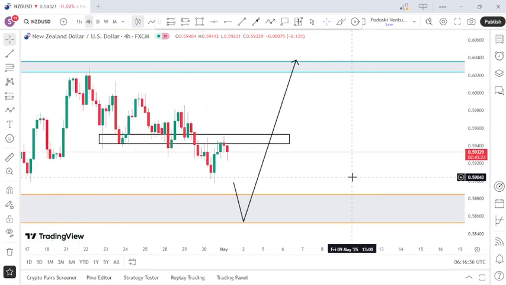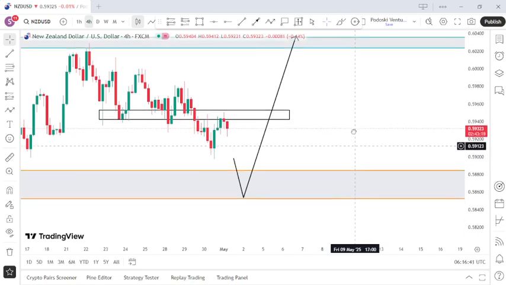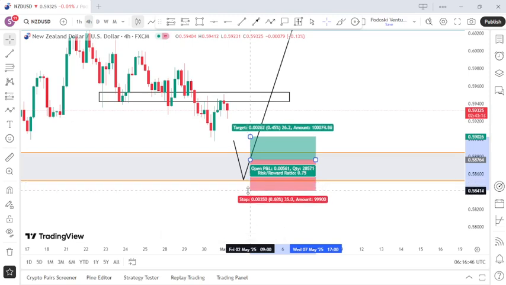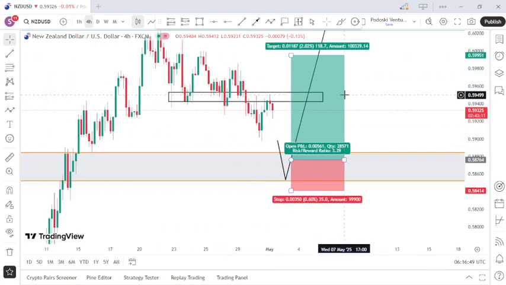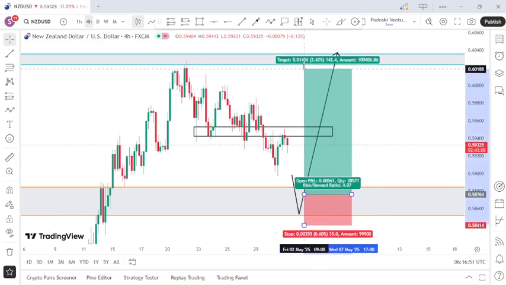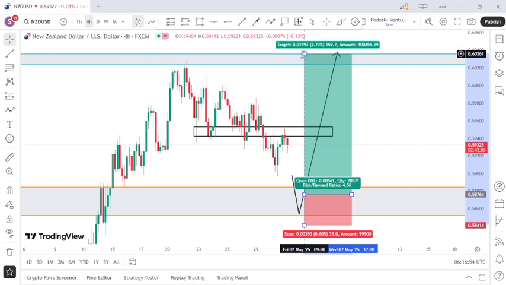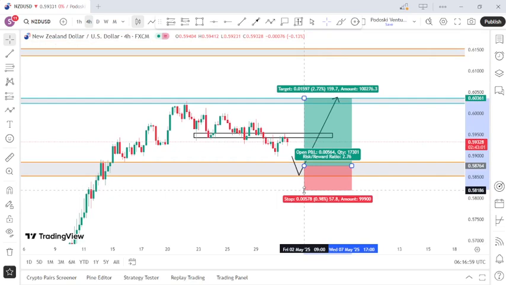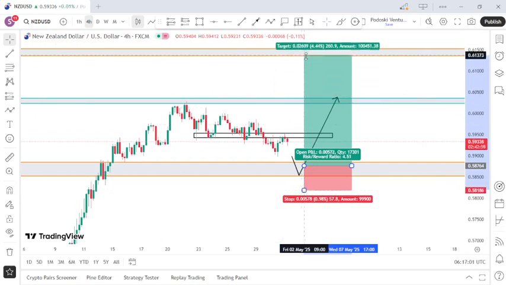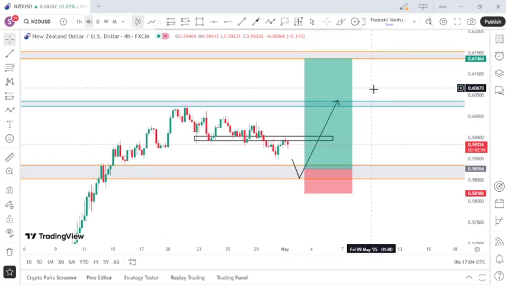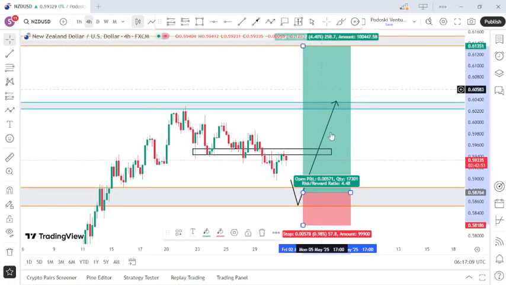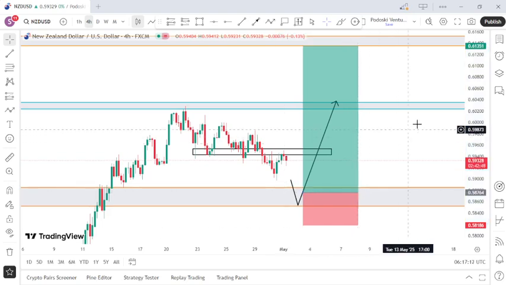So this is it on NZDUSD, the complete structure. The buy is going to come. We are just going to wait for buying opportunity from here all the way to the upside on NZDUSD. So that's it on NZDUSD.